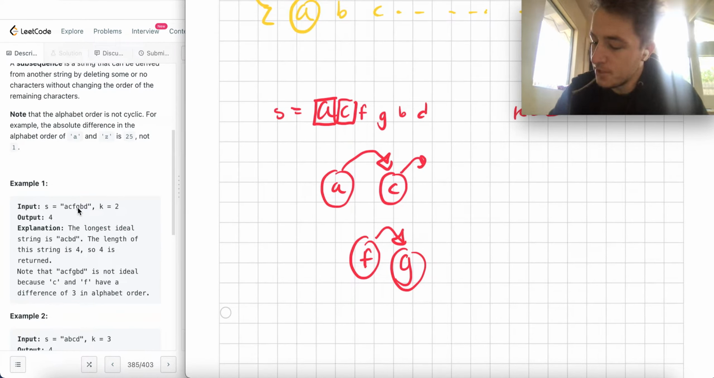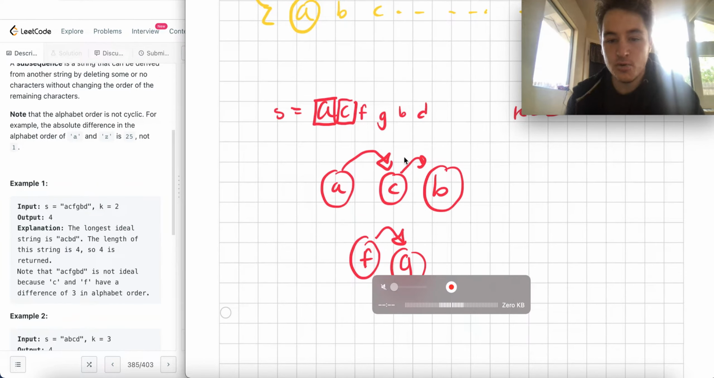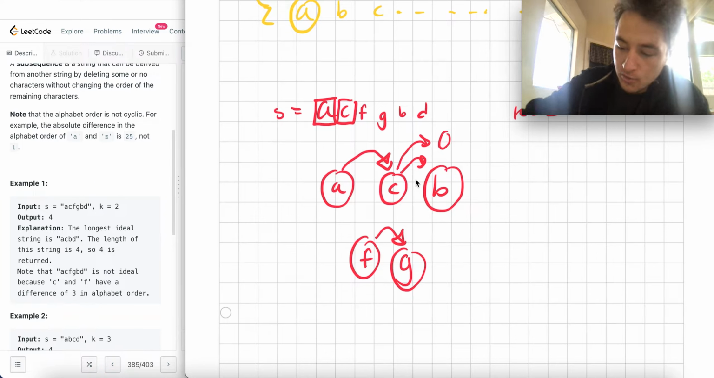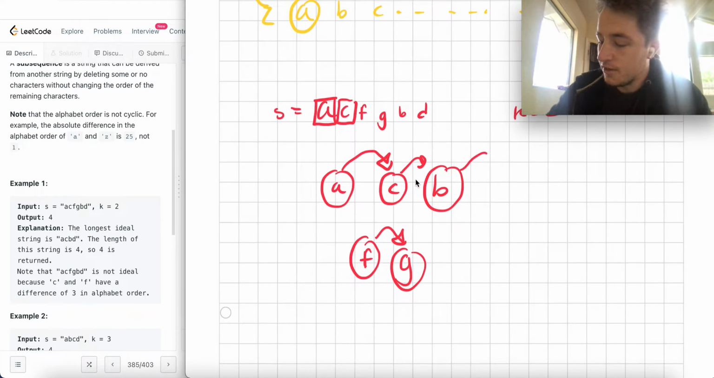All right, so B would be attached here, and then D is 2 away from B, and D is also 1 away from C. So again, it's the same idea. You could attach it here, but obviously you're going to want to attach it to the longest such spot, which is D.